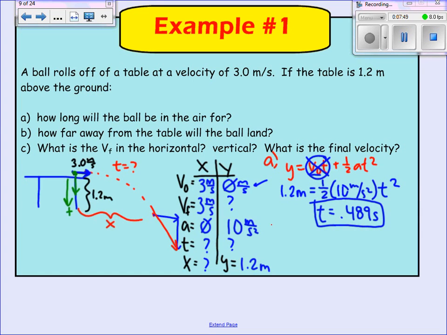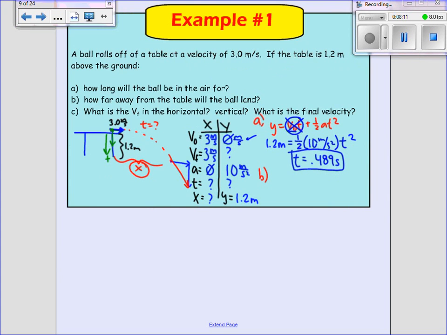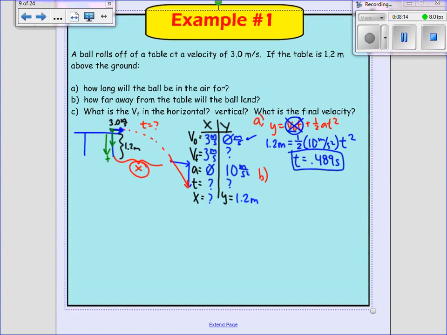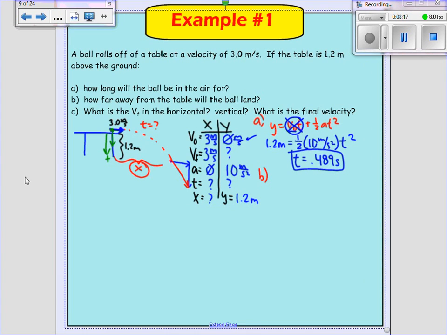All right, now let's look at question B. Question B asks, how far away from the table will the ball land? So it's asking for this distance right here. Since that is asking for an x component, we now need to use x values. We want to know how far horizontally the ball went. Extend this page a little bit so we have some more space. Okay, so now I'm going to look at my same formulas, but I'm now going to look at x values.